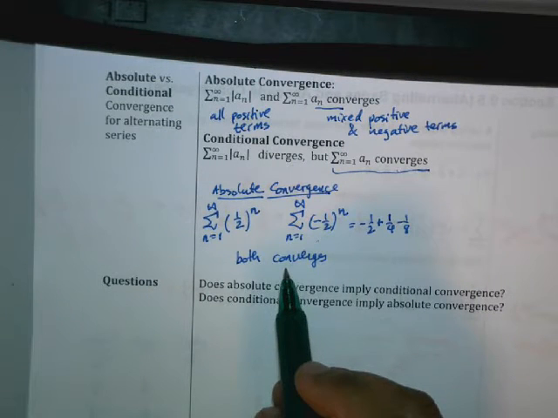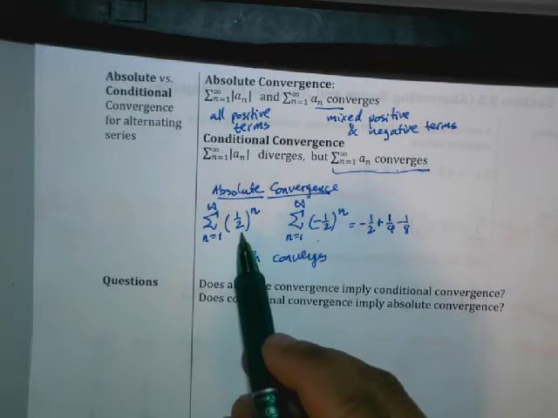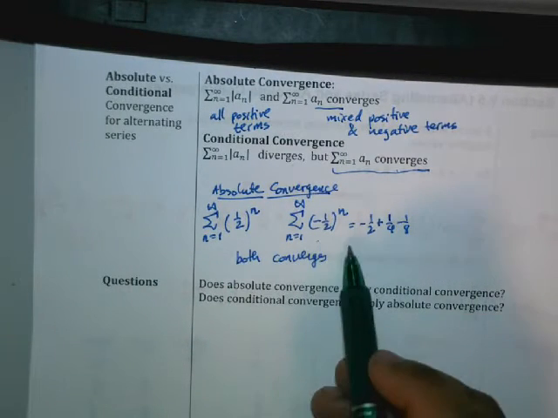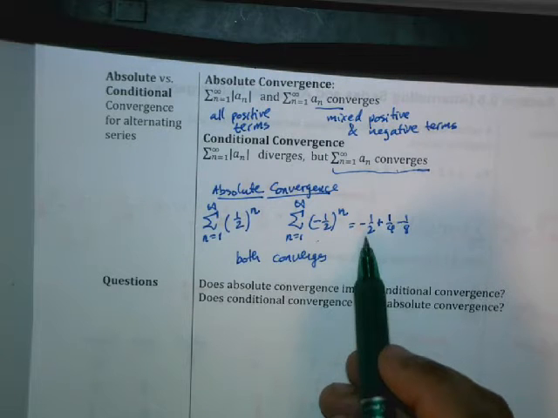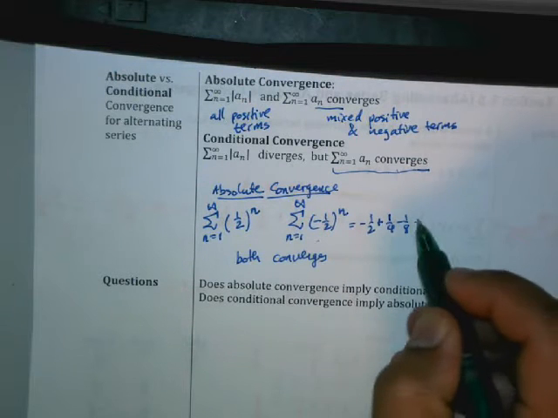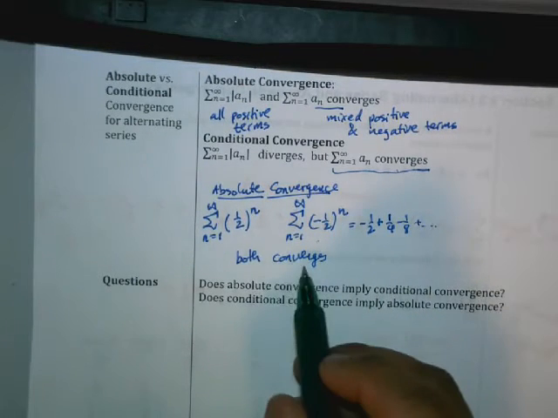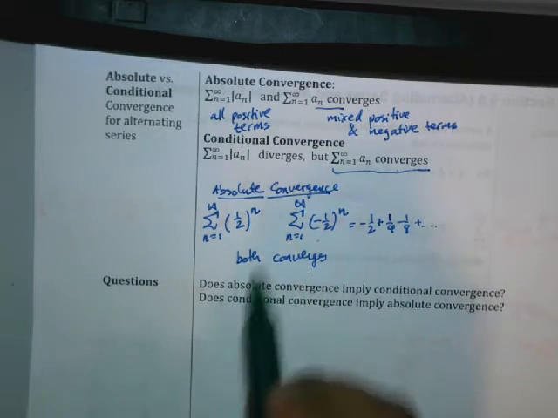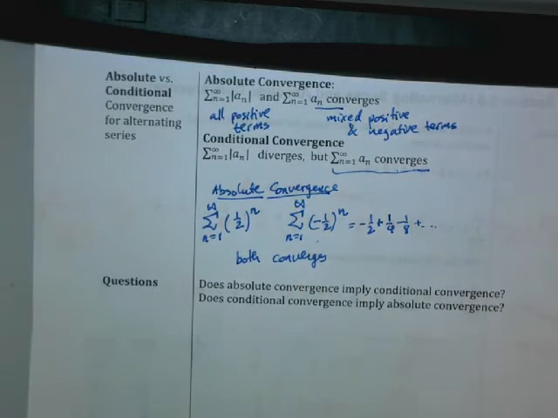That you have two series that are almost the same. One of them has all the positive terms, and one of them has alternating positive and negative terms, and they both converge. So in this case, this is called absolute convergence.